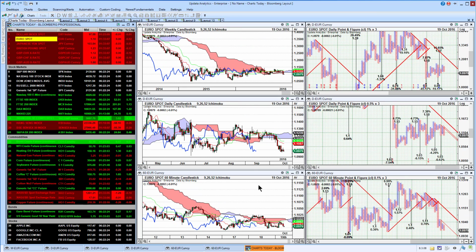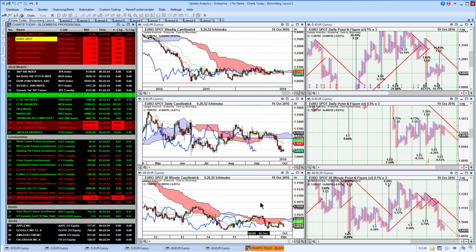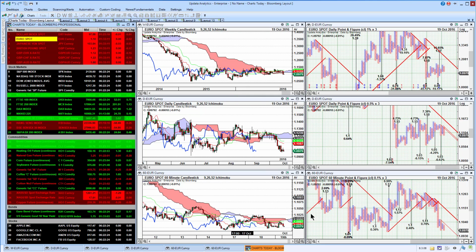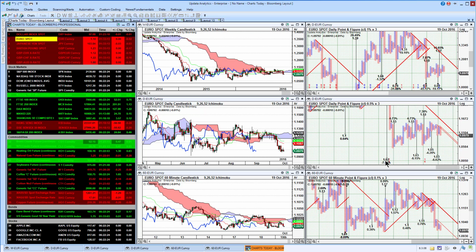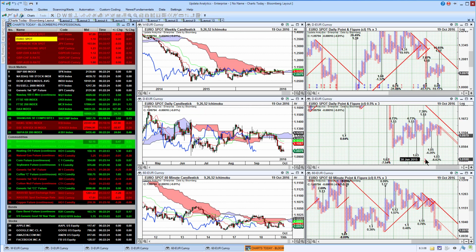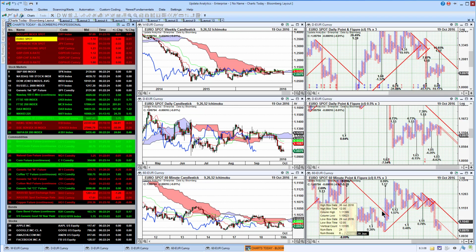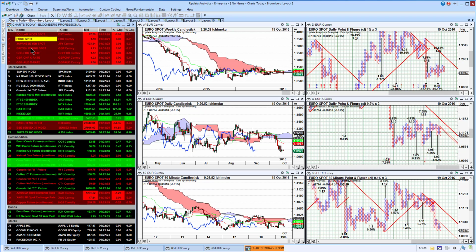If we look at the euro, it is below the cloud on all three fronts, so that's bearish, bearish, bearish, basically. We do have downside targets here on this medium-term 0.5% chart to about 102, 103, and that's what we're looking at the moment on the euro, and the short-term trend is down.